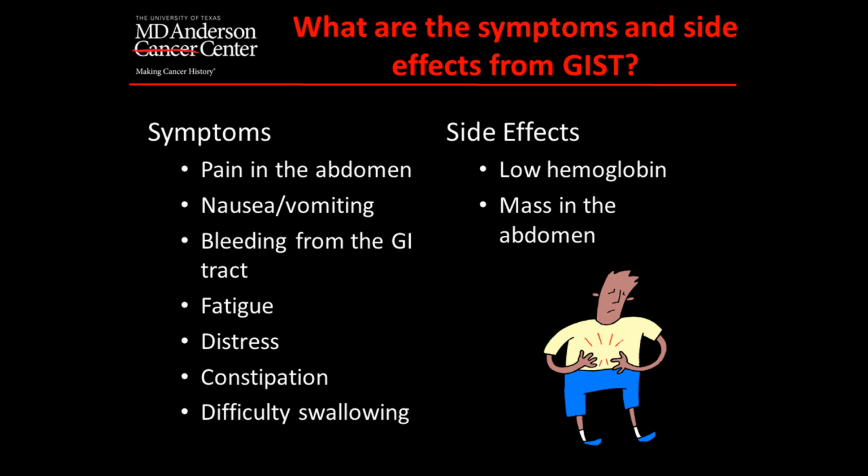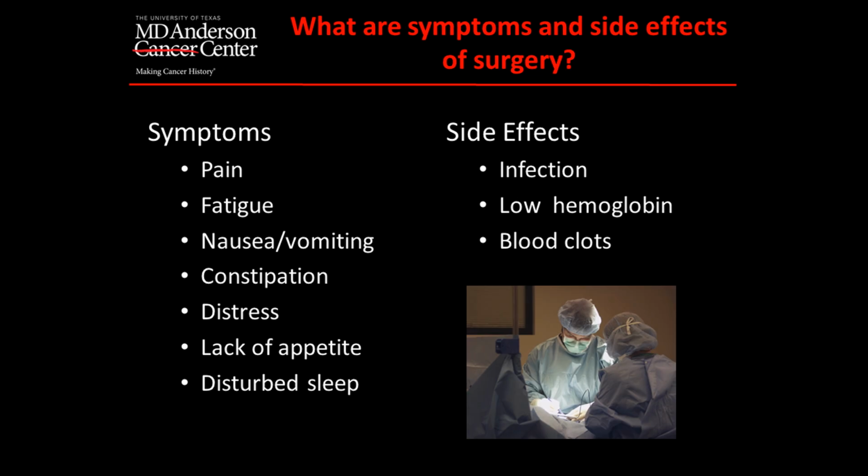So the symptoms that we found that we think were from GIST were pain in the abdomen, nausea, vomiting, bleeding from the GI tract that the patients were noticing, fatigue, distress, constipation, and difficulty swallowing for some patients. The side effects, so the things that the doctors could tell, were low hemoglobin and a mass in the abdomen. Those were the things that were present when the disease was first diagnosed.